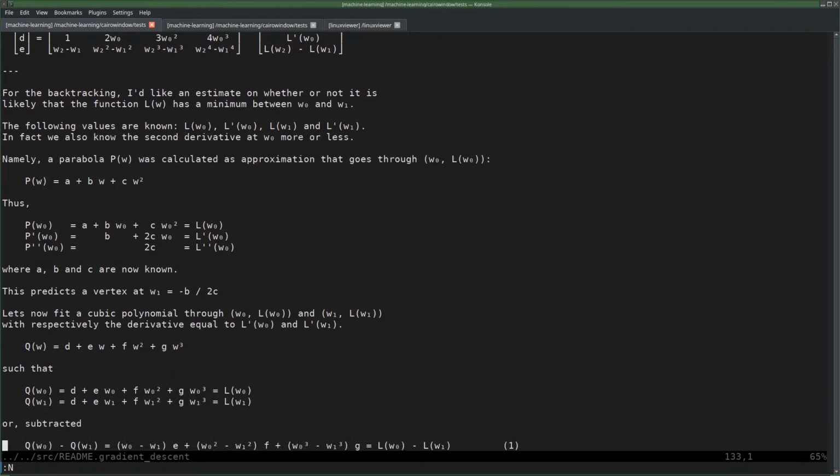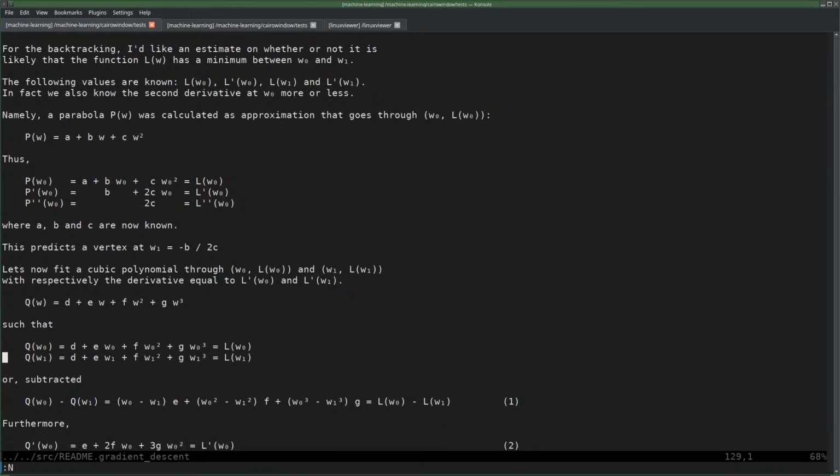So I wrote this today. For the backtracking, I would like an estimate on whether or not it is likely that the function L of W has a minimum between W0 and W1. The following values are known: the value at W0 and its derivative, and the value at W1 and its derivative. Now we also know the second derivative at W0.